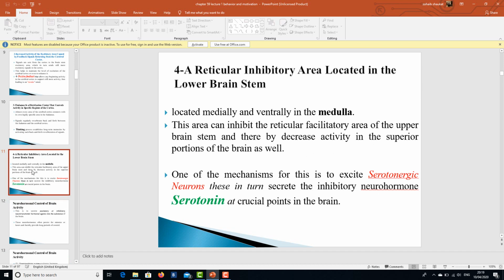A reticular inhibitory area located in the lower brainstem. It is located medially and ventrally in the medulla. This area can inhibit the reticular facilitatory area of the upper brainstem and thereby decrease activity in the superior portions of the brain as well. One of the mechanisms for this is to excite serotonergic neurons. These in turn secrete the inhibitory neurohormone serotonin at crucial points in the brain.